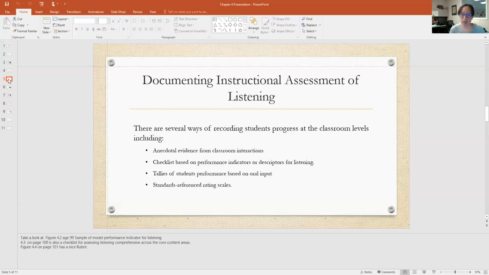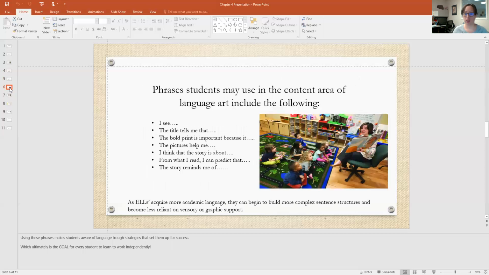Take a look at page 99. You will find some more samples and indicators for listening. And page 100, there's also a checklist of assessments when we're listening across four core content areas. And as you go on in your book, page 101 has a really nice rubric that I recommend you guys look at.